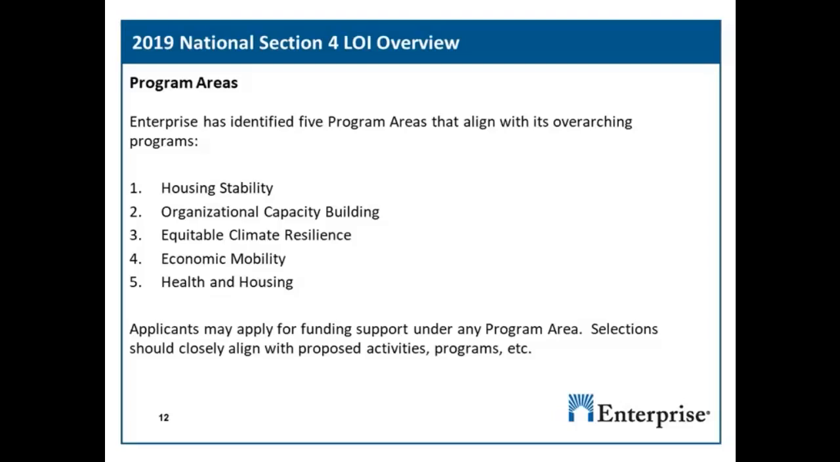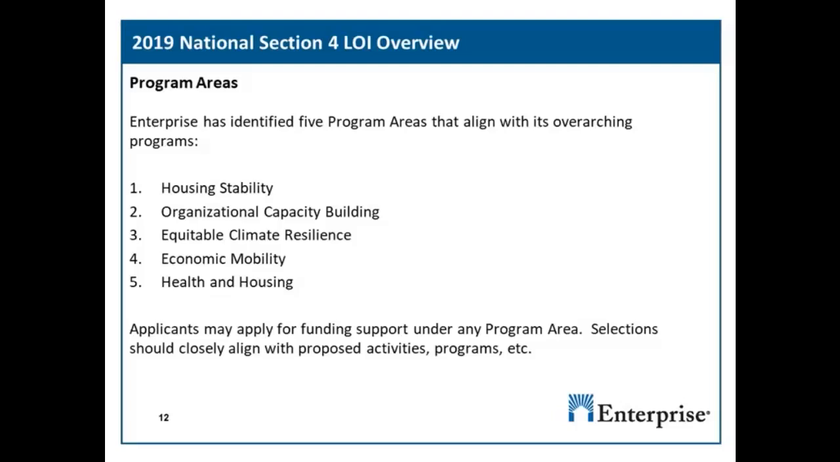So all of these are described more in the LOI. And I also wanted to point out that Enterprise envisions communities where every person has equitable access to safe, affordable housing, and where race and origin are not a predictor of life outcomes. So we also support and encourage applicants that are using a racial equity lens in their program area of choosing for their grant projects.